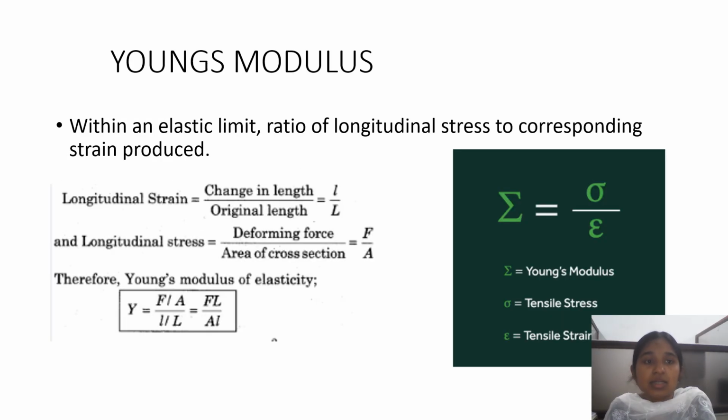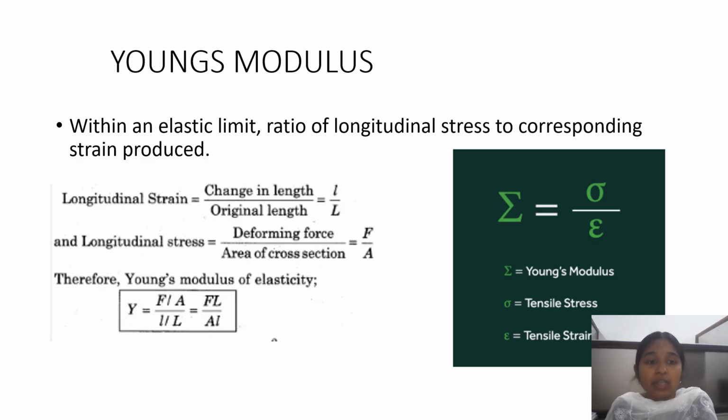The first is Young's modulus. So as I said, it depends on the linear strain. So now within an elastic limit, the ratio of longitudinal stress to corresponding strain is called Young's modulus. So now what is longitudinal strain? We know that strain is change in dimension by original dimension. Here, because it is longitudinal, we use change in length by original length. So always we will be representing small letter for the change and capital letter for the original value. So it becomes l by capital L.